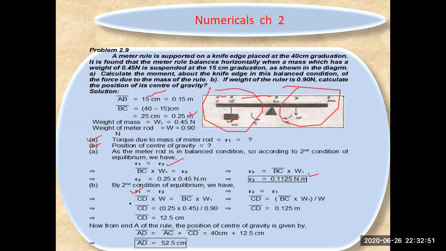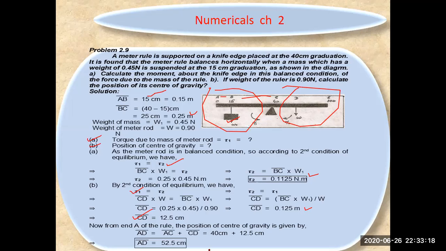So CD multiplied by the weight must be equal to BC multiplied by W1. From here you have calculated the moment arm, that is CD, the distance at which it is acting, and you have calculated 0.25 meter.